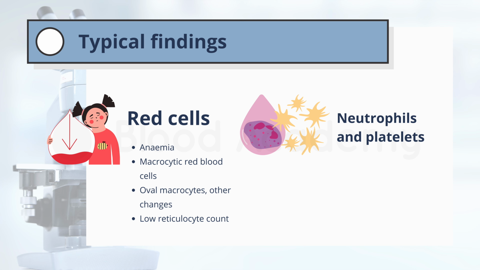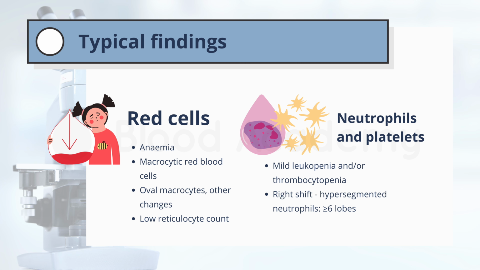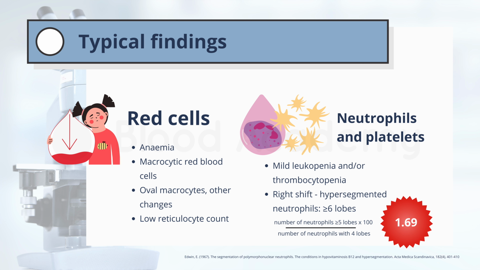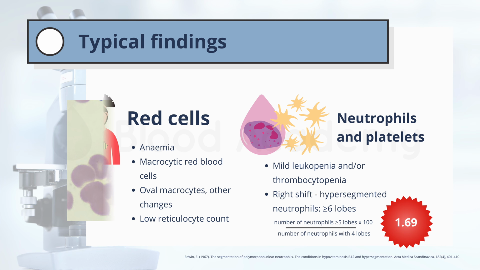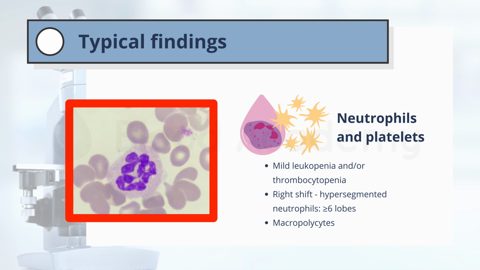What about the neutrophils and platelets? Well, both mild leukopenia and thrombocytopenia can be seen. Right shift with hypersegmented neutrophils are typically observed. This feature may, however, be infrequently seen in the blood film. A formula which calculates the segmentation index can help. A value of more than 1.69 is abnormal and confirms hypersegmentation. Rarely, macropolycytes can be seen. These are very large hypersegmented neutrophils, like this example shown here.